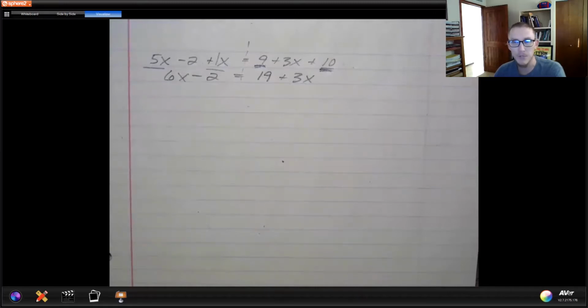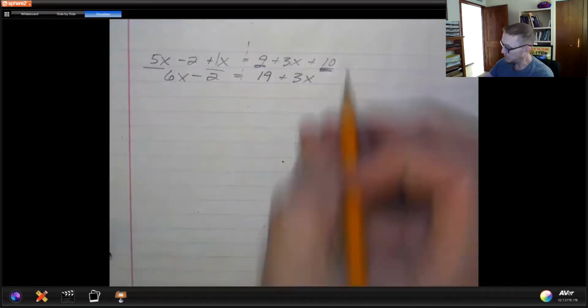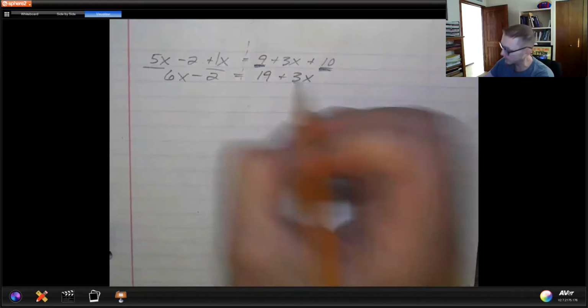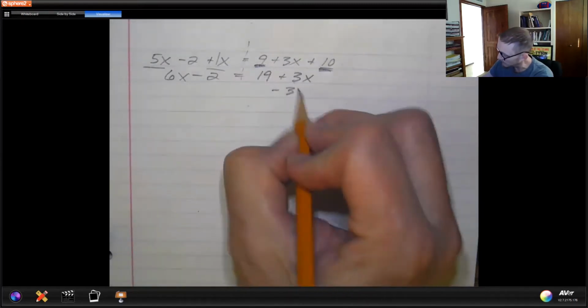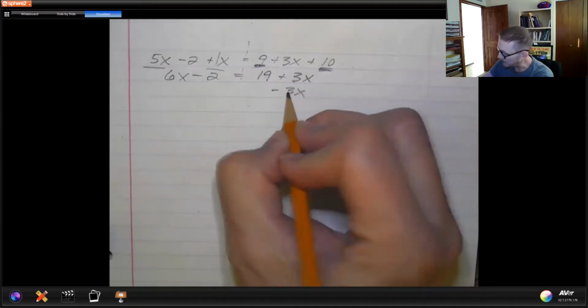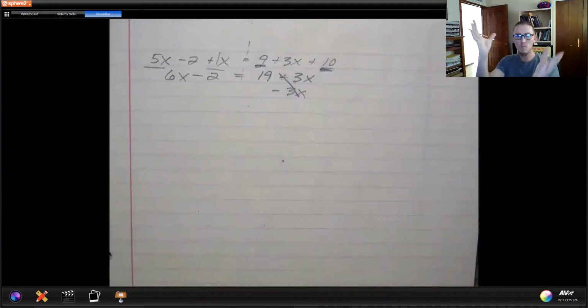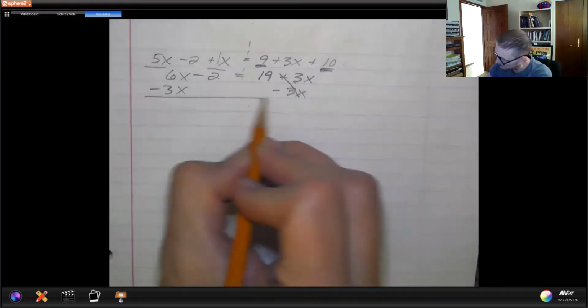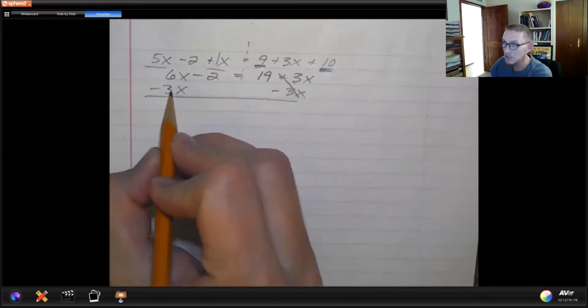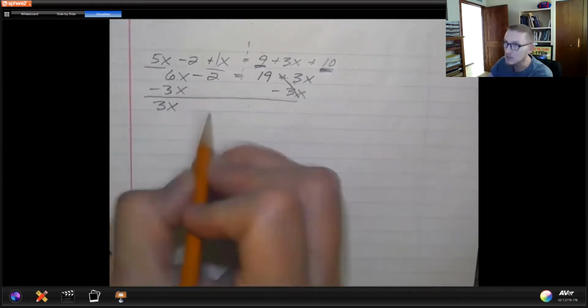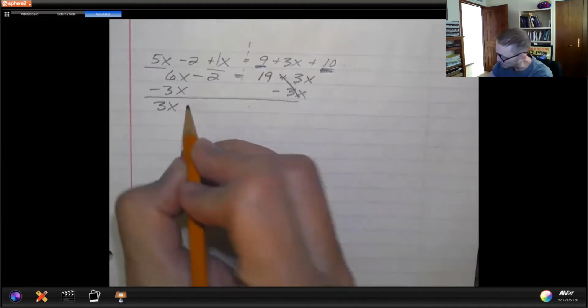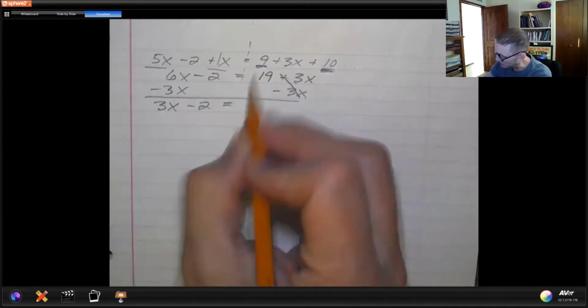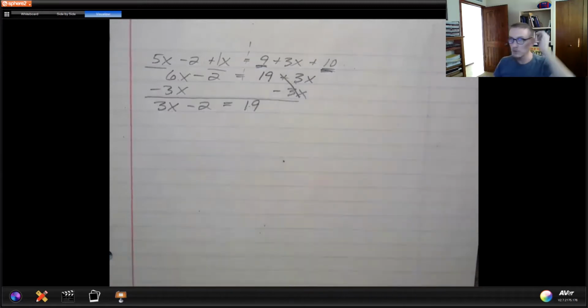So that's step two. Step three in solving multi-step equations is move the variable to one side. If you have variables on both sides, you need to move those. So I'm going to take the smaller one, the plus 3x, and I'm going to move it by subtracting 3x because a plus 3 and a minus 3 cancel out. Remember to maintain balance. If you do it to one side of the equals, you have to do the exact same thing to the other. So I'm going to subtract the 3x. 6x minus 3x leaves me with 3x. I'm going to bring the minus 2 straight down, bring the equals straight down, and bring the 19 straight down.